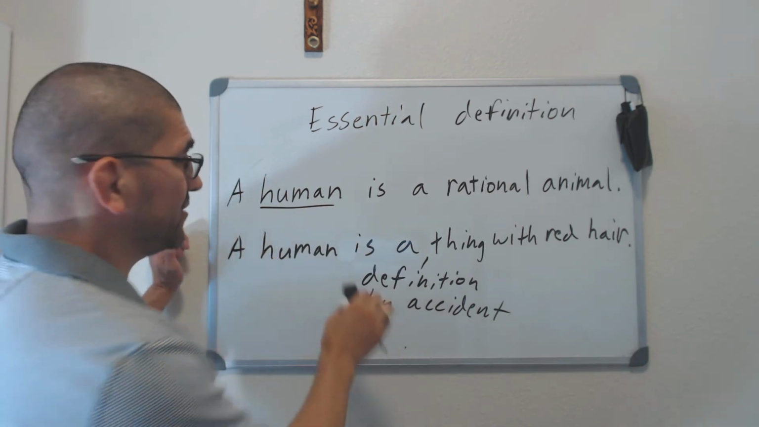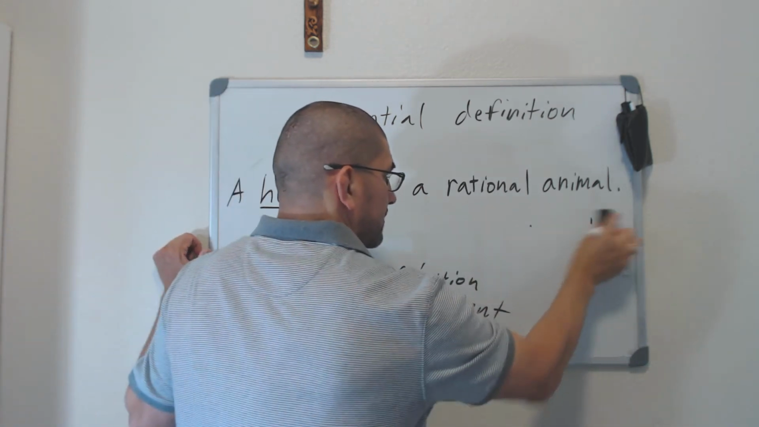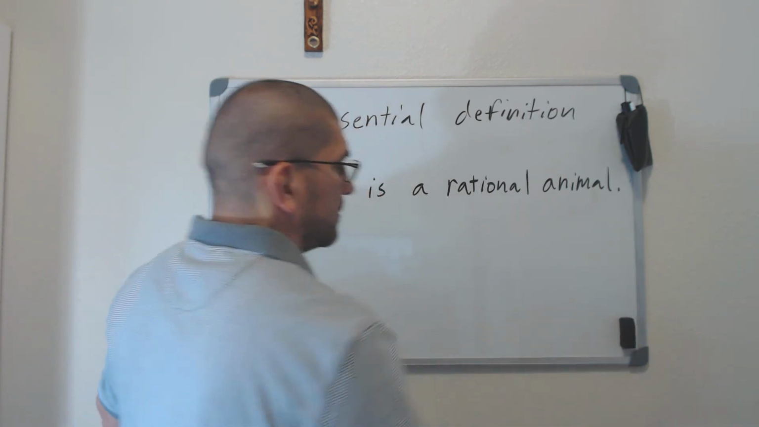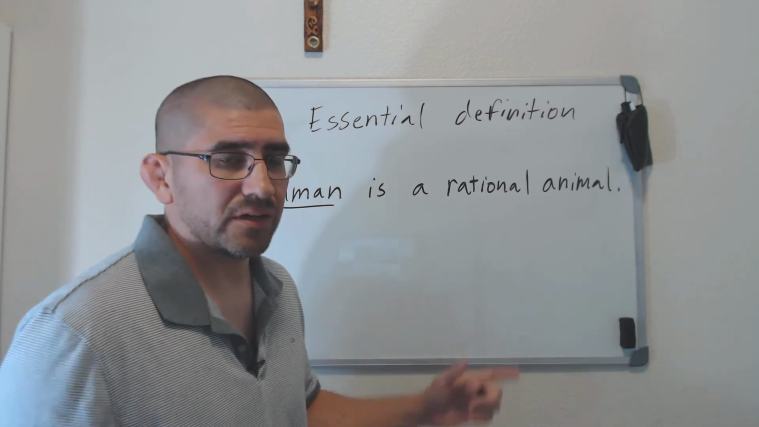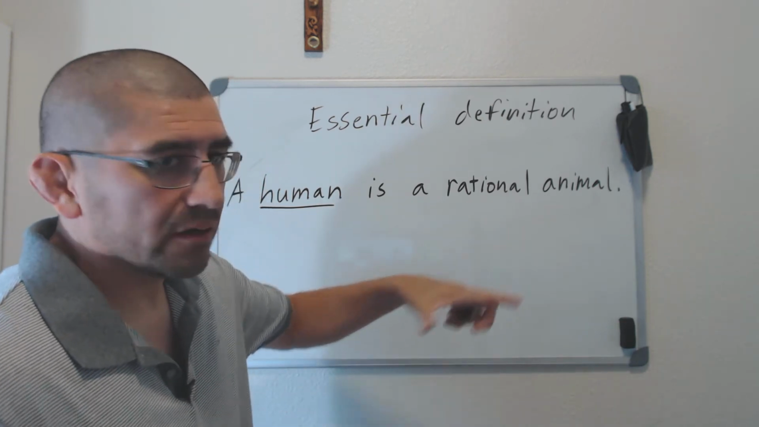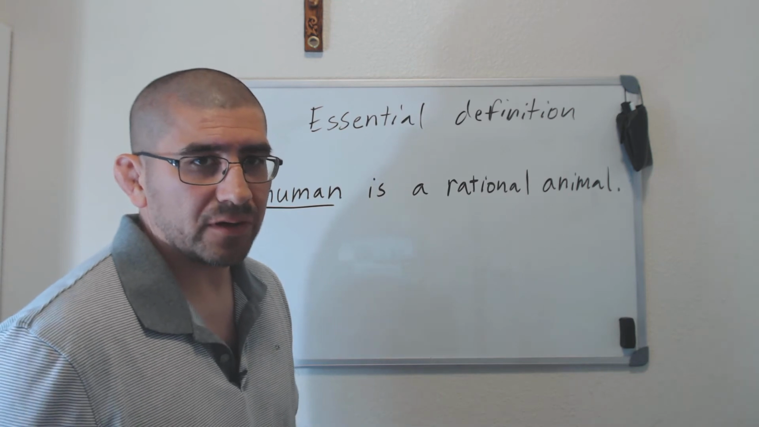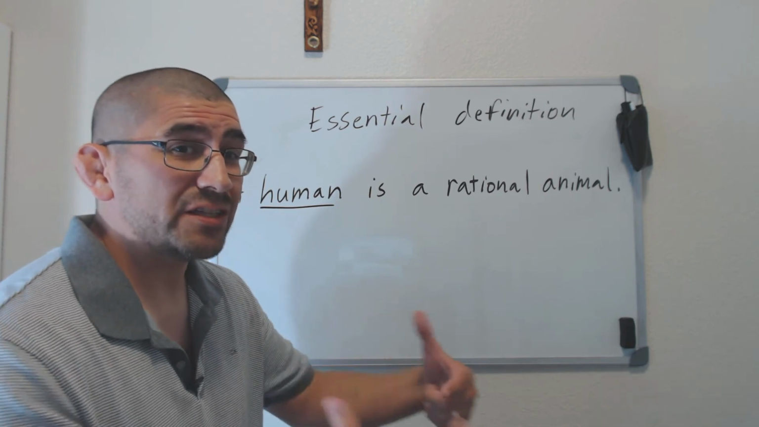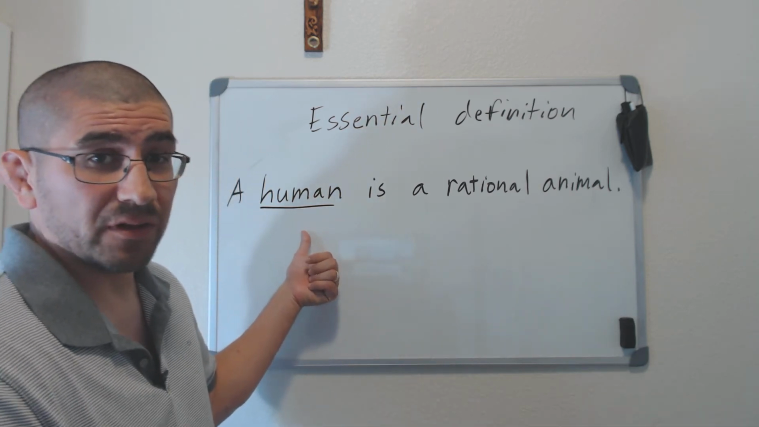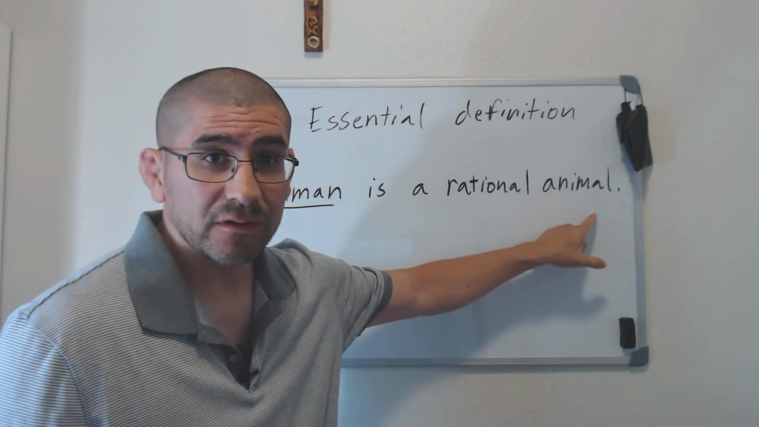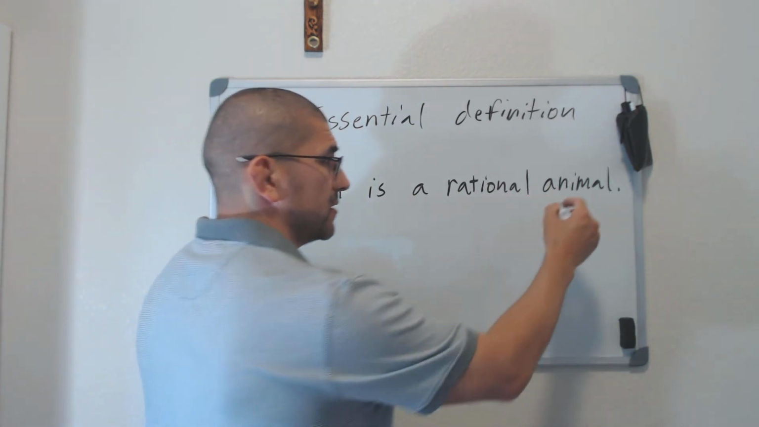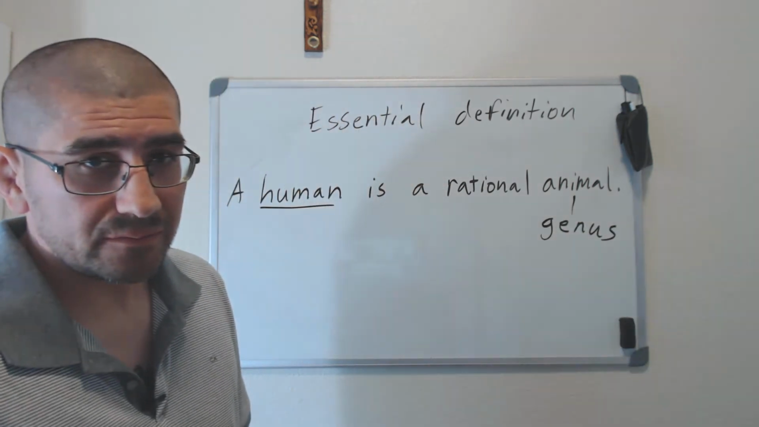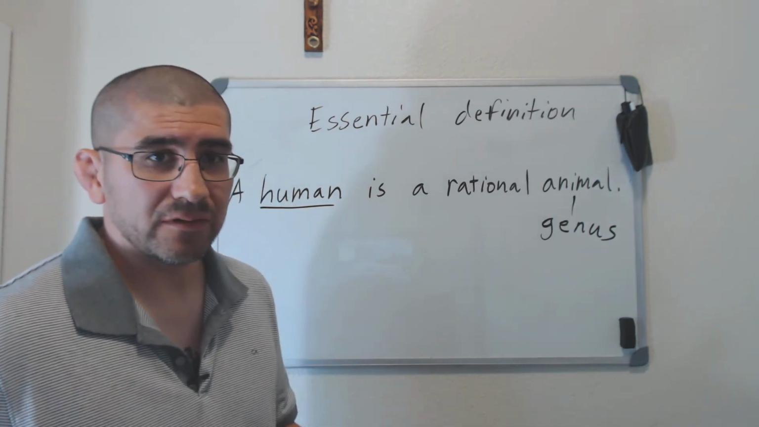So getting back to the essential definition, this is an essential definition, and we're going to see why right now. First of all, remember the essential definition has 2 parts. It has a genus and it has a specific difference. What would be the genus here? What would be the general category to which human beings belong? It would be animal. A human being is an animal. So that is the genus.